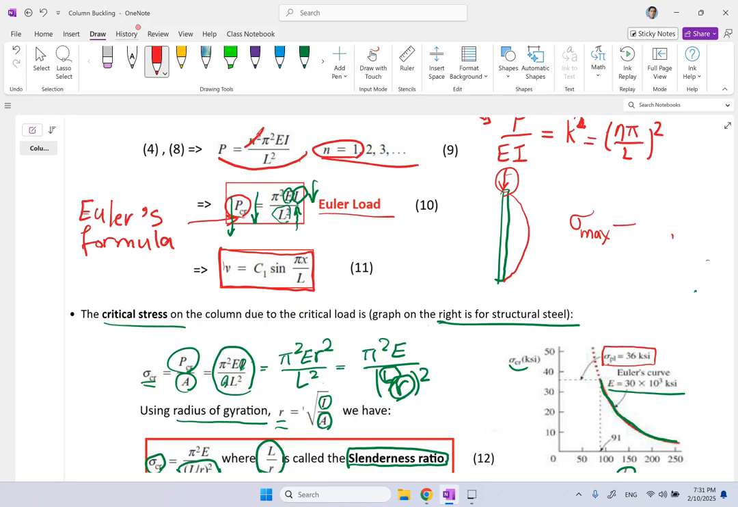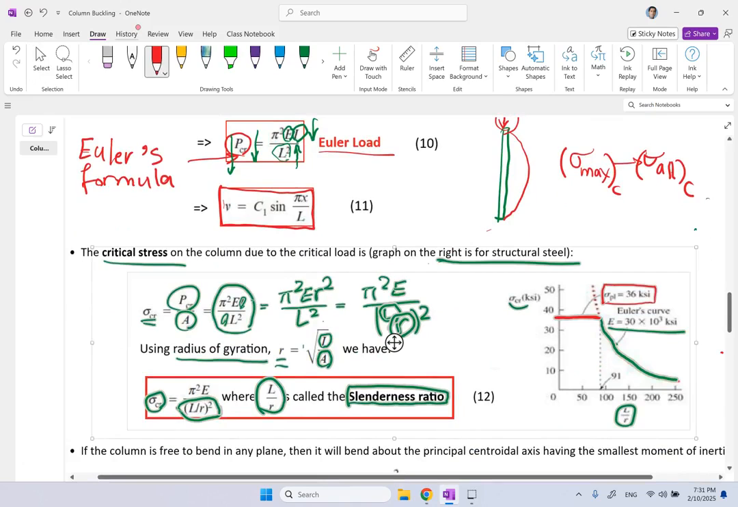If this maximum sigma reaches sigma allowed in compression, guess what? It is going to start failing under compression before it even reaches a critical level. So if I want to know whether it fails under compression or fails due to buckling, I need to mix this Euler curve with this constant value.